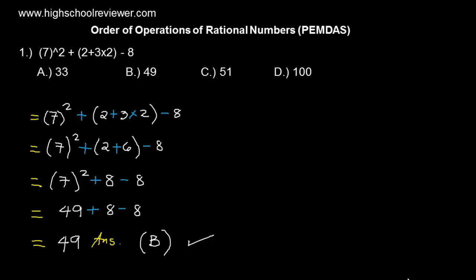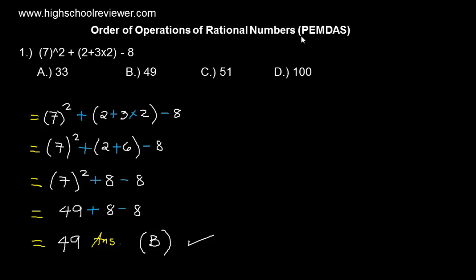Here are our answers and solutions for order of operations of rational numbers, where we are going to use PEMDAS. For our first problem, we have 7 squared plus the quantity of 2 plus 3 times 2 minus 8. Here is the solution, and our final answer is positive 49.